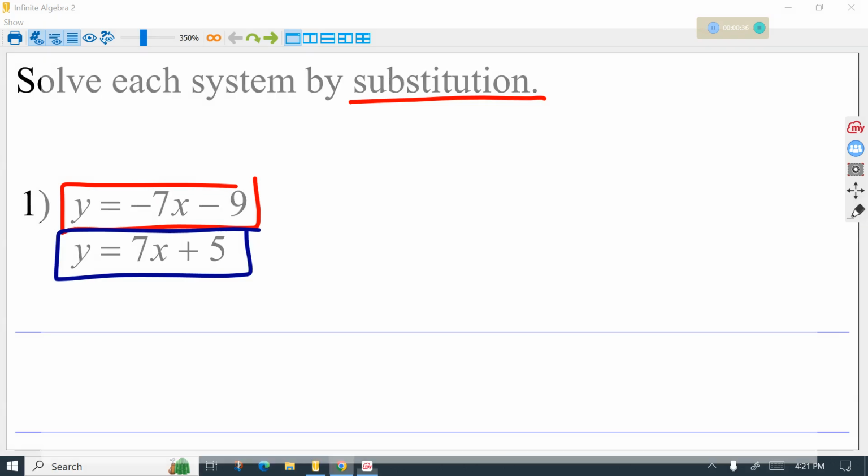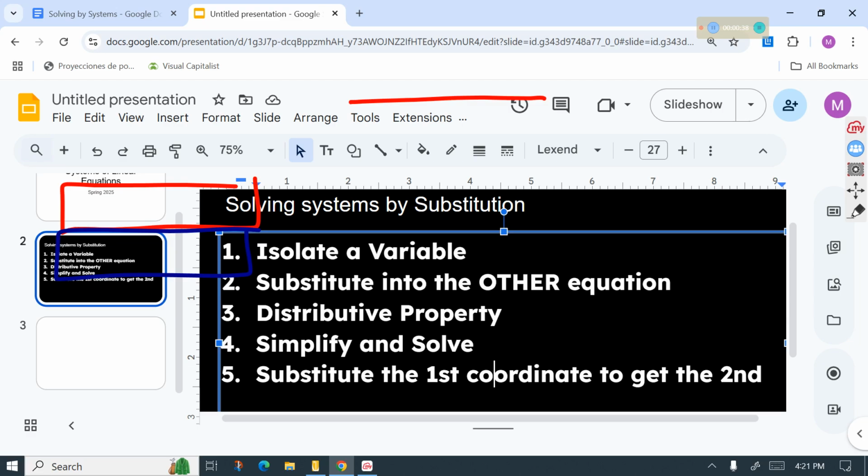So if we look at substitution, we can see that the steps for substitution were right here. This idea of isolating a variable, substituting to the other equation, distributive property. All these ideas are very important, and we've covered them for a while. Okay? So just understand step 1 is isolate the variable. Let's go try to do that step for the first problem.